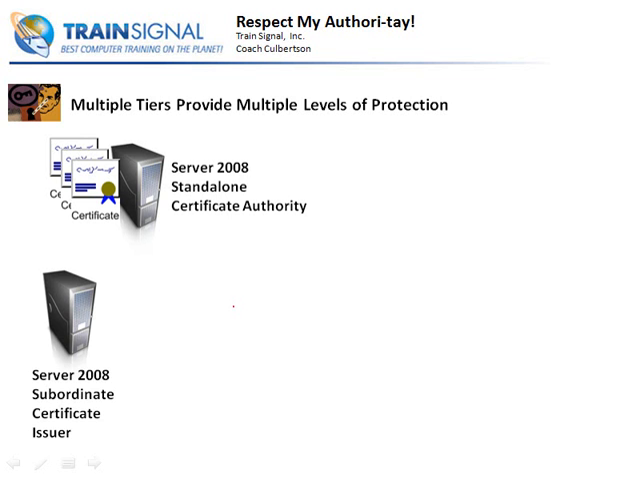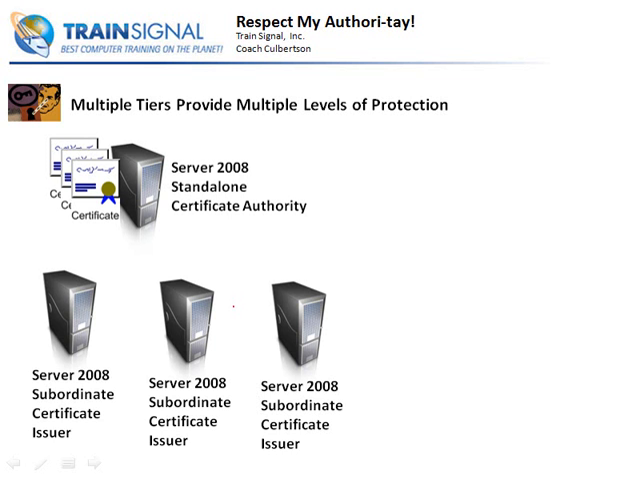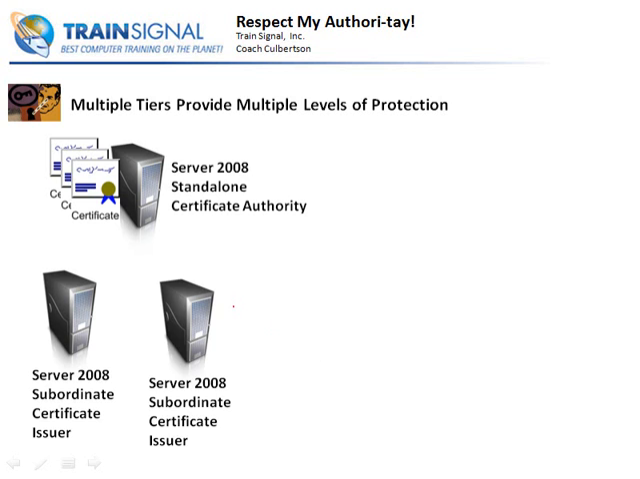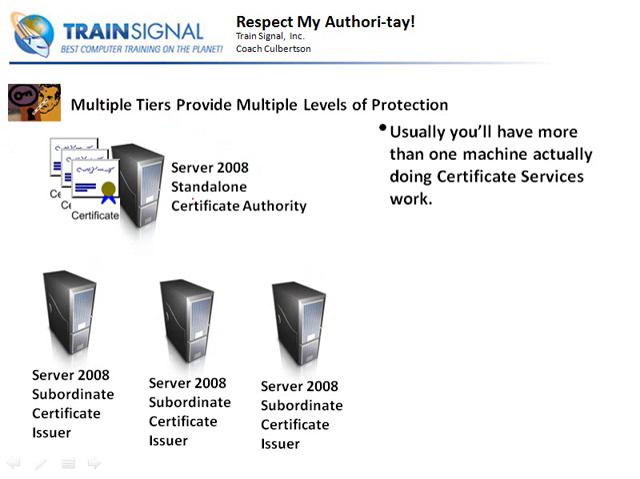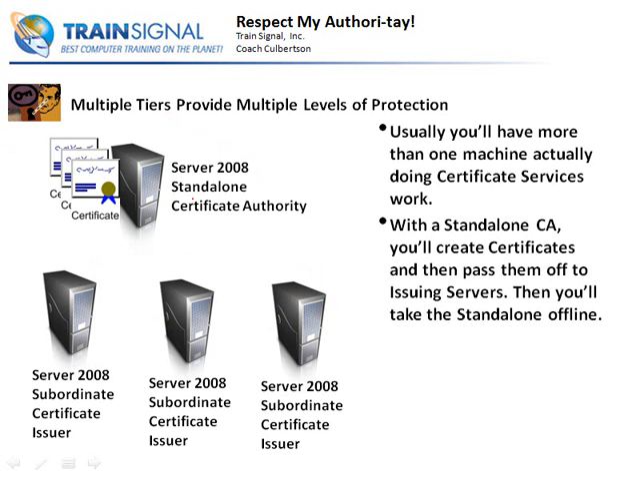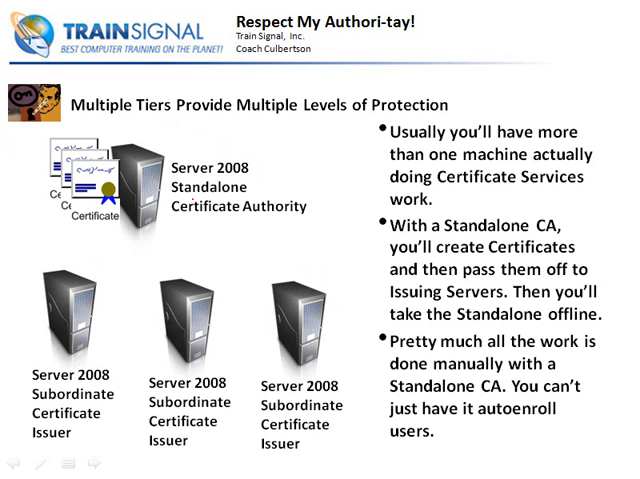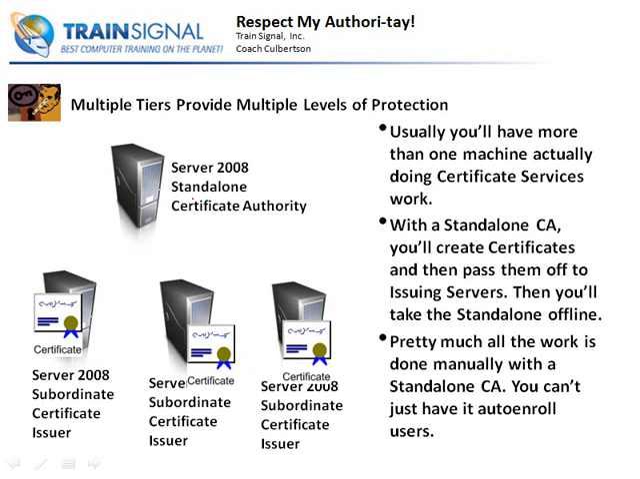Now, what you're probably going to have is subordinate certificate issuer servers. At least one. You may not have three, I'm just using three for an example, but you're going to be using this as your root CA. This is going to be your root certificate authority. And then you're usually going to have more than one machine doing a lot of the certificate services work. So you'll create the certificate services with your standalone, then you'll pass them off onto the other certificate issuing servers. Then you'll take this guy offline.